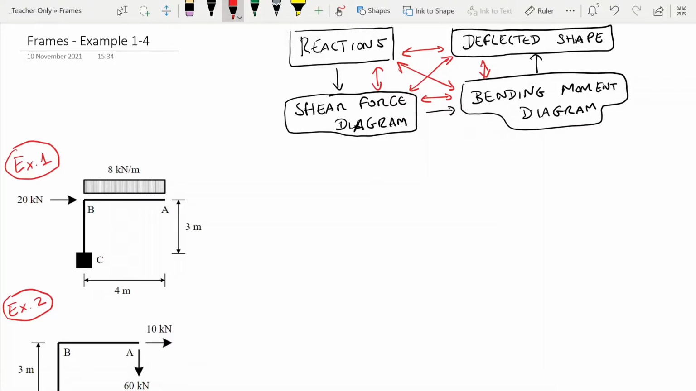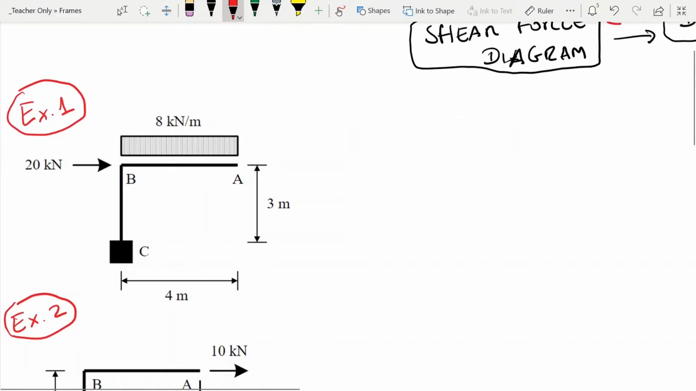So let's look, for example, into example 1, and let's solve it using the classic way of starting with the reactions. In this case, we know we have a horizontal load of 20, so the reaction at C needs to be 20 as well. And if we have a load of 8 times 4, 32, that means we have a reaction of 32 here. In terms of moments, both of these moments are clockwise, so that means we need a counterclockwise reaction, and then the total moment is 20 times 3, 60, and then 32 times 2, 64, so that's 124. So you could get the reactions straight away.